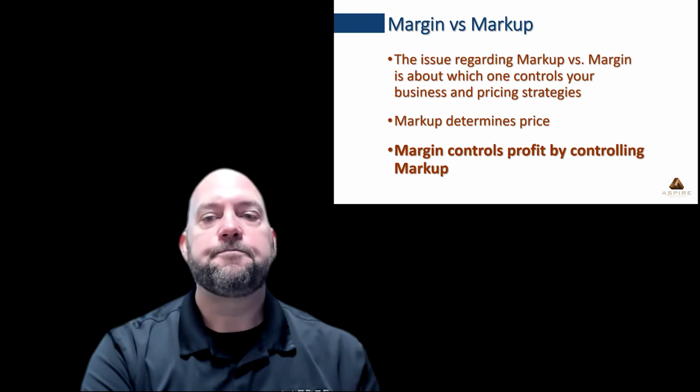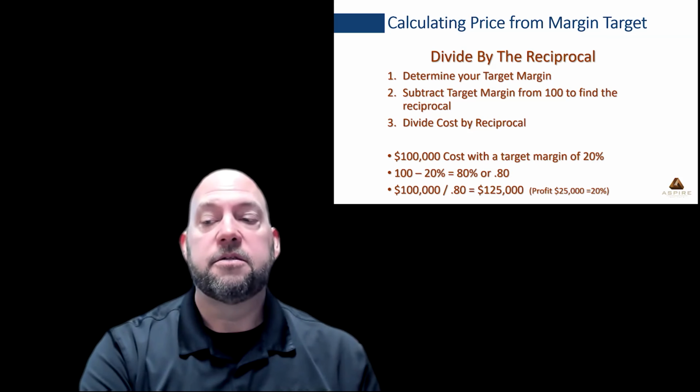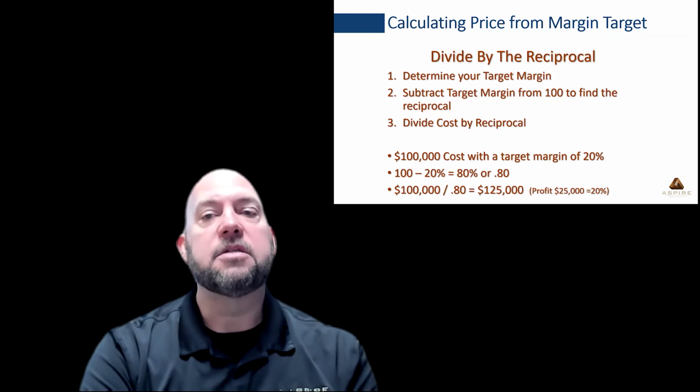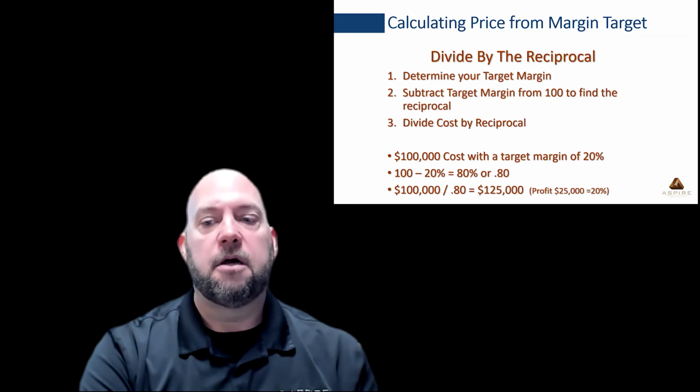Another way, and what I think is a better way, to calculate your margin is to divide by the reciprocal. You determine the margin target that you're looking for, then you subtract that from 100 and divide by the reciprocal. So in that same example, if we had a $100,000 cost and we wanted a 20% margin, we would take 100 minus the 20% margin we want, which gives us 80%, or 0.8. We would take the $100,000 divided by 0.8, and that gives us a sale price of $125,000, which is a $25,000 profit, and that's a 20% profit margin on that job.